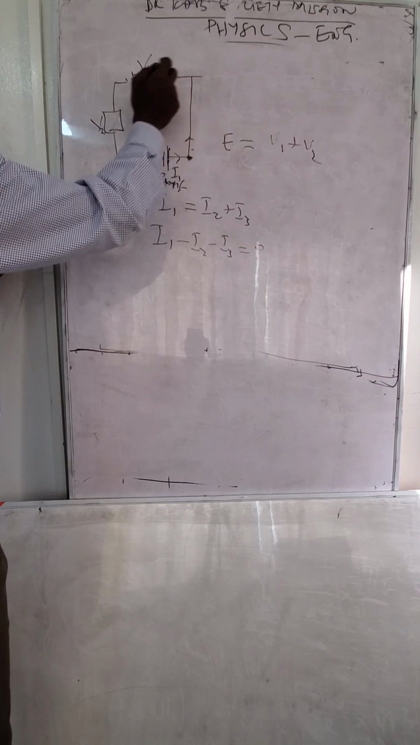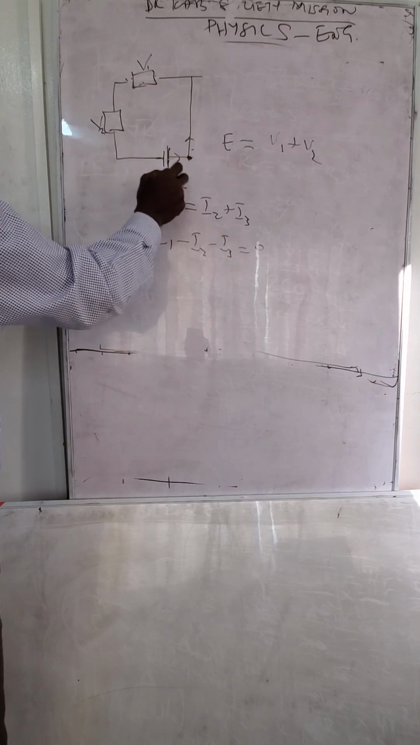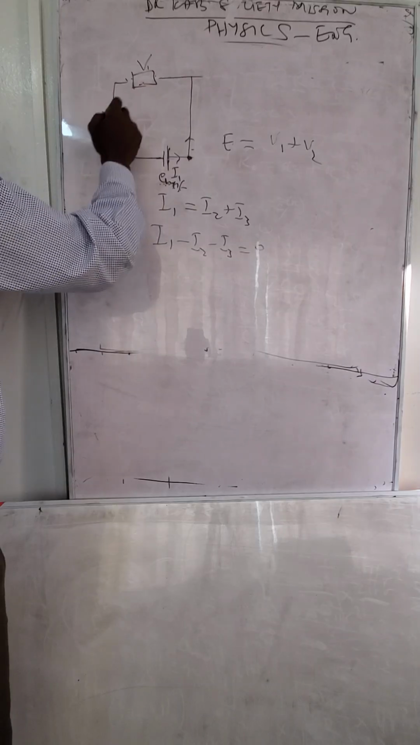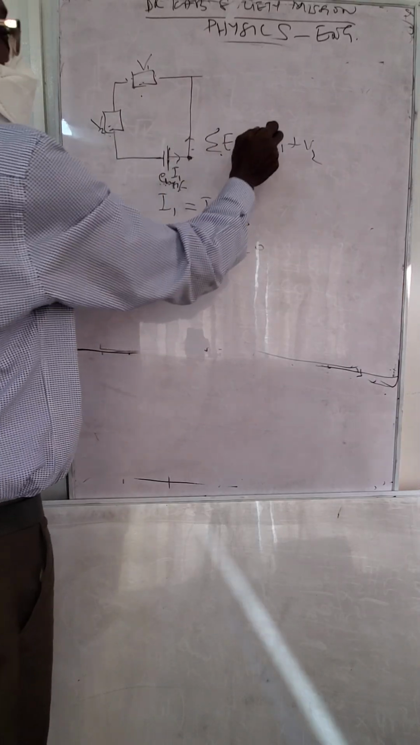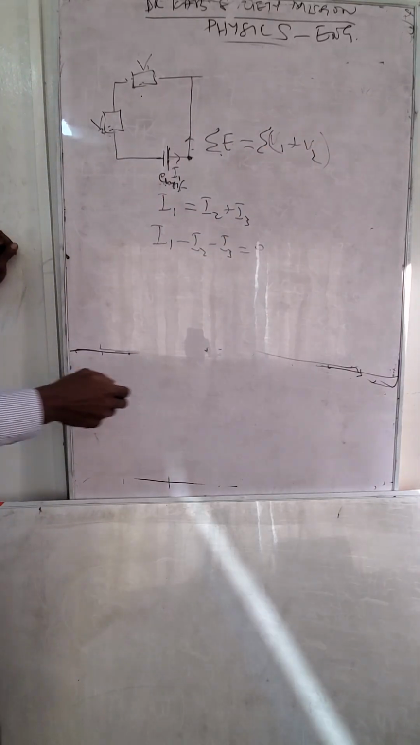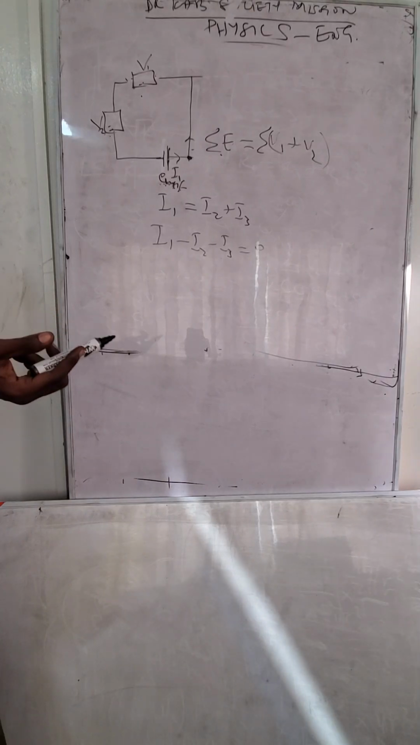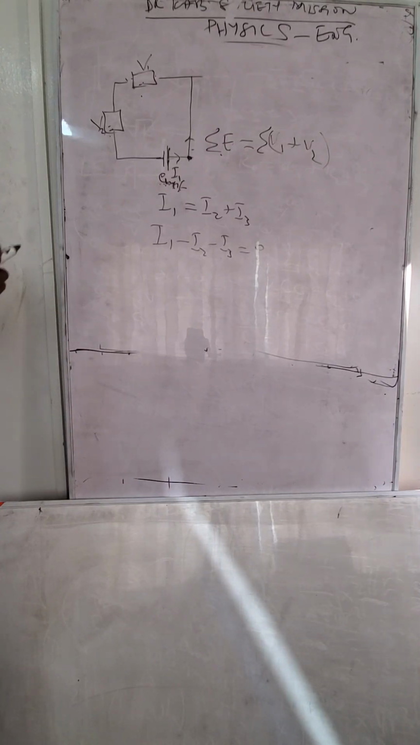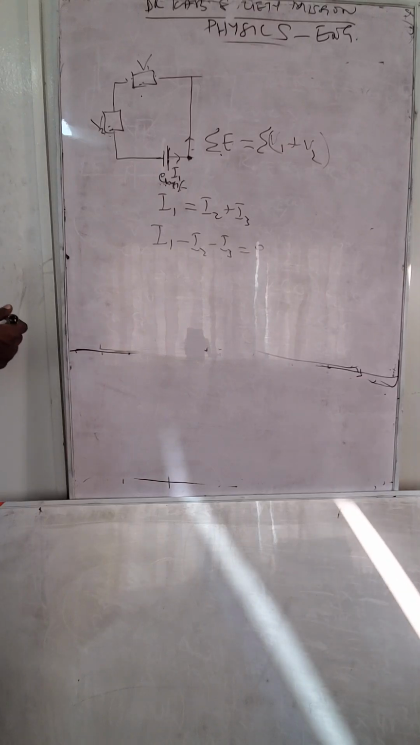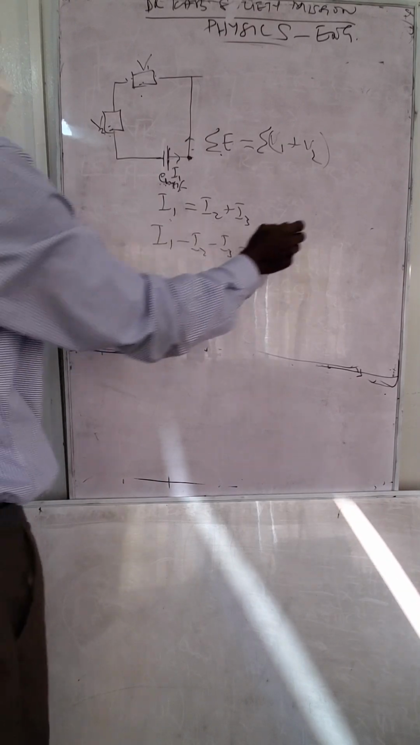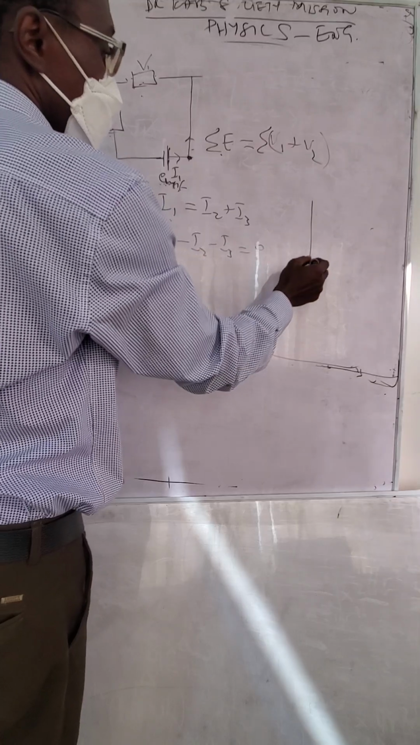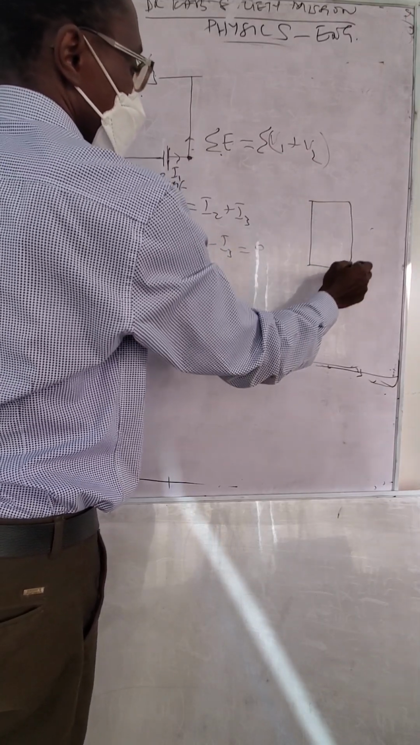Okay, so for a complete circuit, the sum of the EMFs is equal to the sum of the voltages. Sum of the EMFs is equal to the sum of the voltages. Okay, so that's the principle. Once you get these two principles, you can use them. Now, when you're talking about currents, you always choose your direction, let's say you have that.